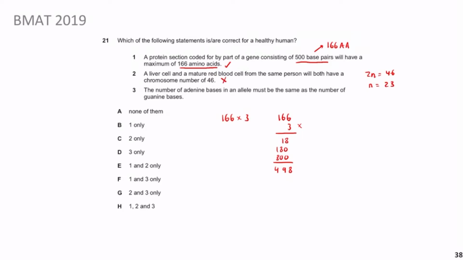And then the last point says the number of adenine bases in an allele must be the same as the number of guanine bases. What this is referring to, guys, is your idea of base pairing. So obviously you have A to T going with two hydrogen bonds and C to G going with three hydrogen bonds. That means in an allele, the number of A would be the same as the number of T because they pair up, and the number of C would be equal to the number of G because they pair up. So adenine and guanine can be different because these two don't pair up. So this is going to be incorrect. Therefore, guys, the answer, I hope you got this, was B.